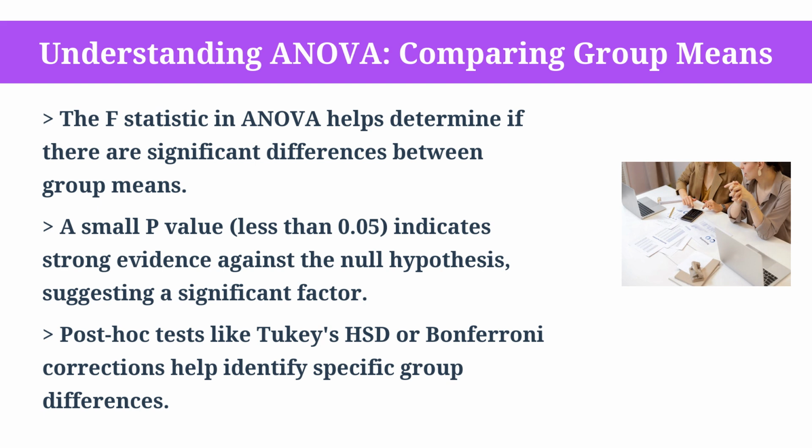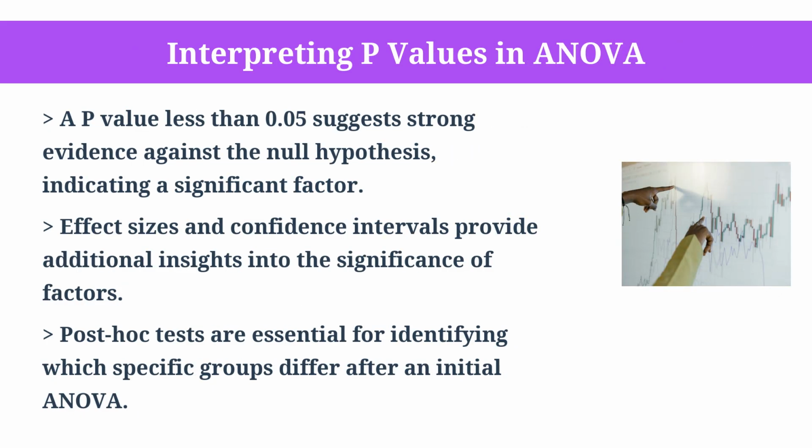Next up, we need to look closely at the p-values for each factor in our ANOVA table. A p-value less than 0.05 typically means there's strong evidence against the null hypothesis, suggesting the factor is significant. But don't just stop there. Also consider effect sizes and confidence intervals to get a fuller picture of what's going on.